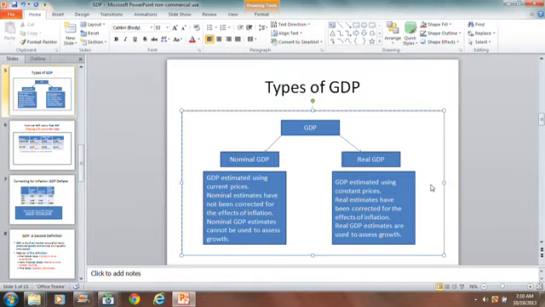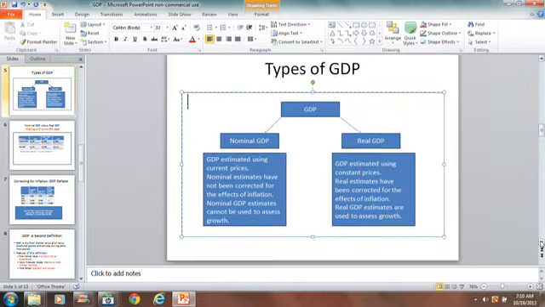So real GDP corrects for inflation, nominal GDP does not, and so as a result, we use real GDP for assessing growth. And we'll look at how to distinguish between the two so it becomes clear. But the point to recognize is that when we make any assessments of growth, it's based on real GDP.